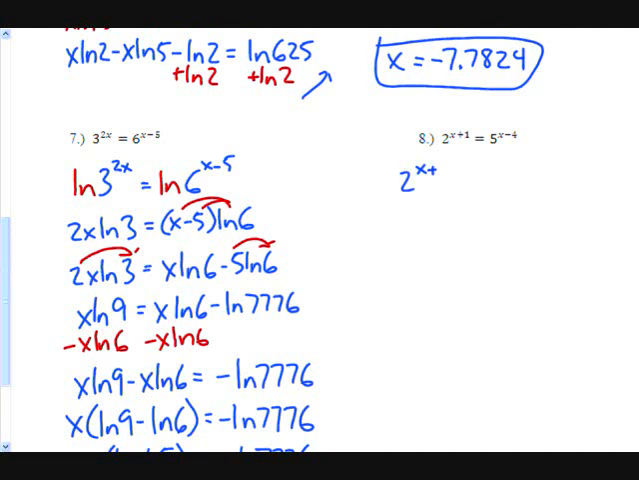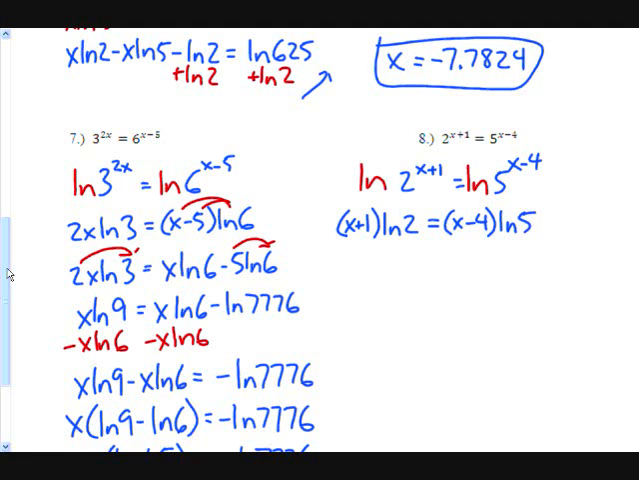For the next one, or the last one rather, on the home stretch here. Again, I'm going to start off, I'm going to take the natural log of each side. So I do the natural log of each side. That allows me to bring the exponent out front. So that's going to be an x plus 1 times the natural log of 2 equals, this is going to be an x minus 4 times the natural log of 5.